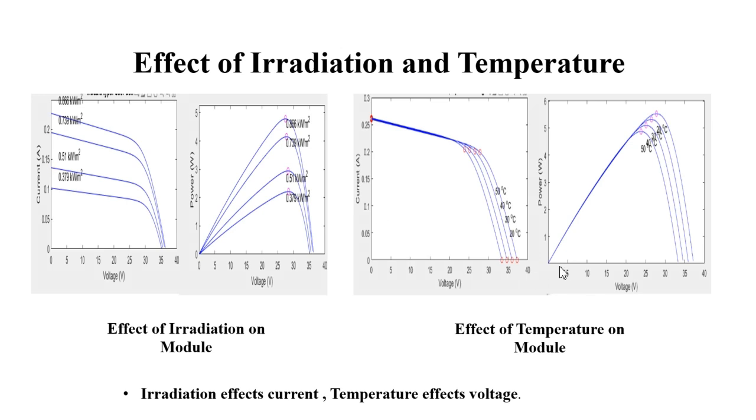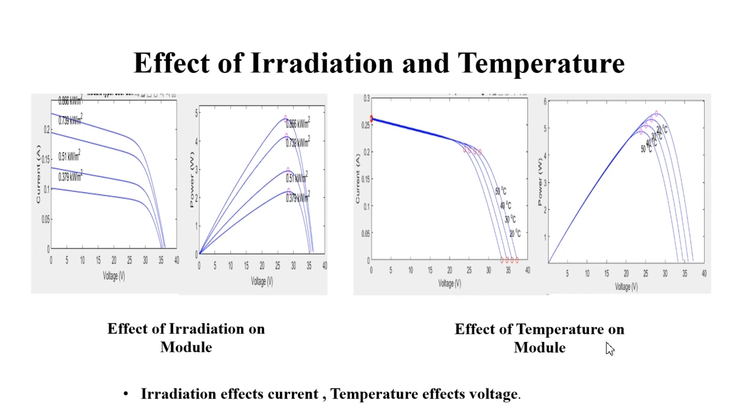This is the IV and PV curve obtained with the help of MATLAB, and we can see that when the irradiation on the module changes, the current value changes at every point, but the voltage stays near 36 volt. Different irradiations have been considered: 886, 739, 500 and 300.